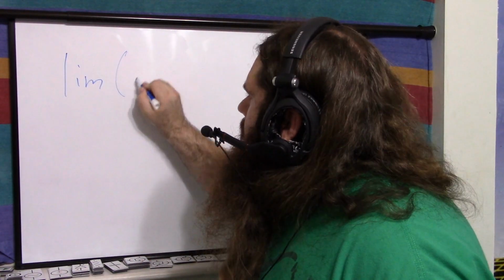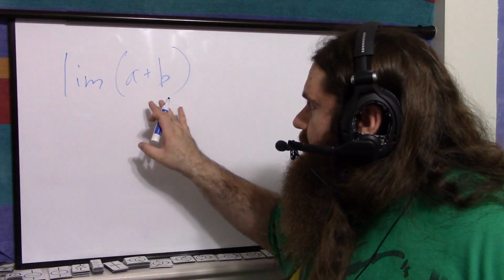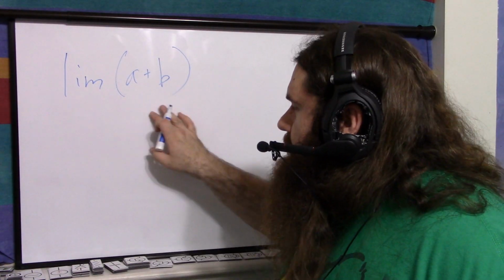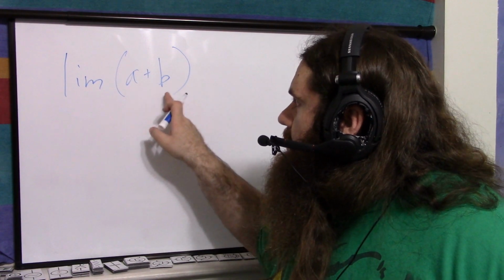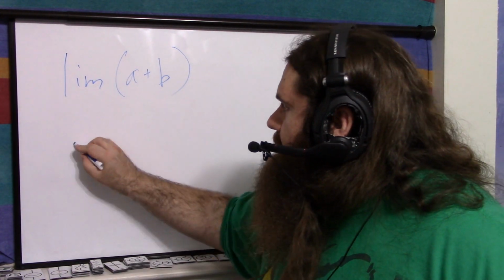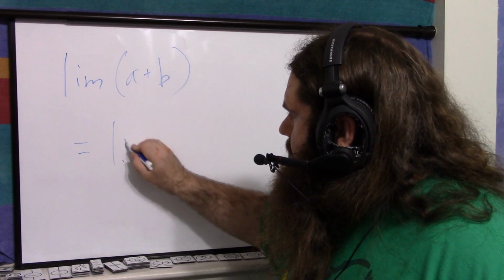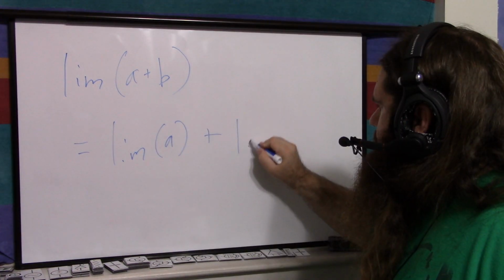So one more thing to go over is just some basic intuitive rules. If you have the limit of a plus b, so you're just taking a limit, x goes to c equals whatever, of a plus b. This is the same as the same limit of a plus the limit of b.